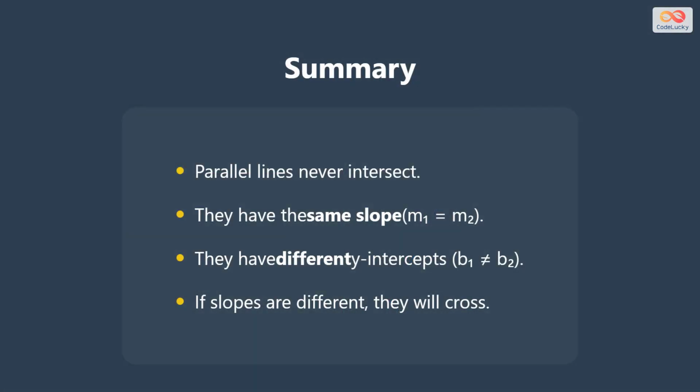To summarize, parallel lines never intersect because they have the same slope. Remember, m1 equals m2. Also, ensure their y-intercepts are different to confirm they are two separate lines.